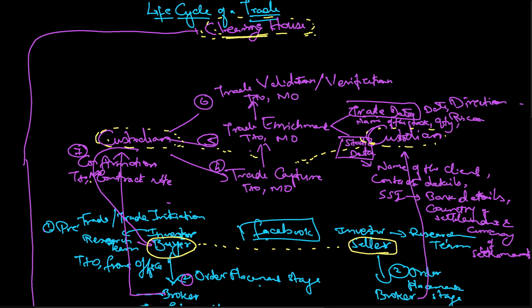This step, again on T+0 at middle office, is called the transaction reporting step, wherein the stock exchange will pull out all the data of the trade and pass it on to the clearinghouse. So these are the steps that happen on T+0.